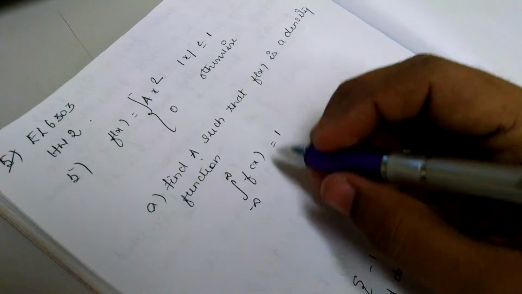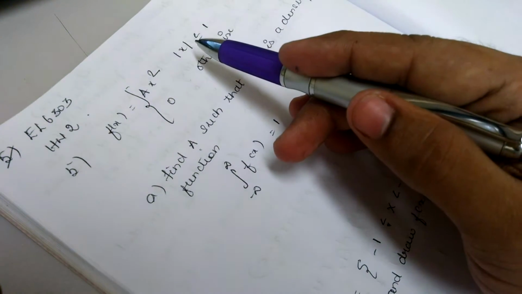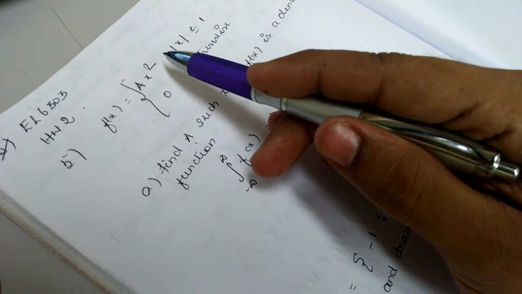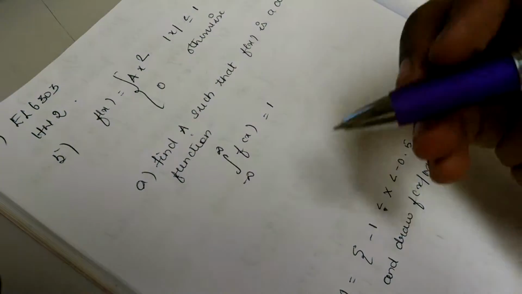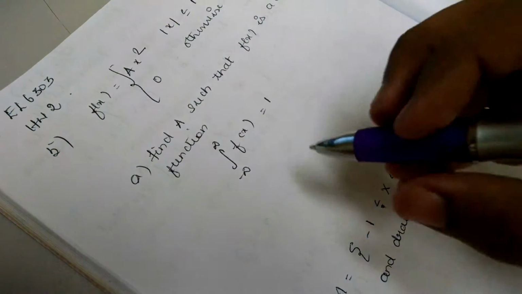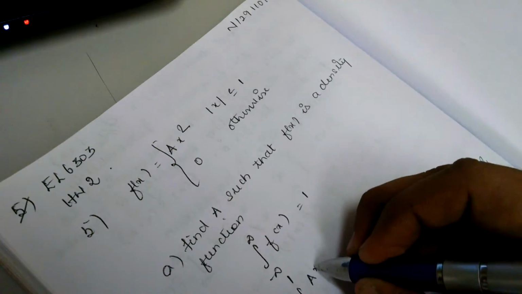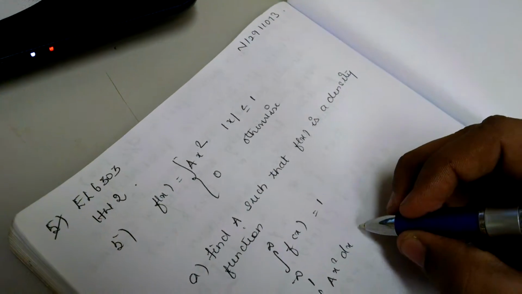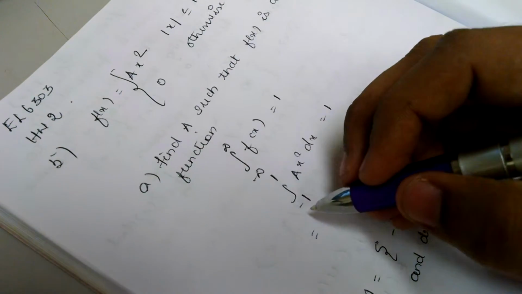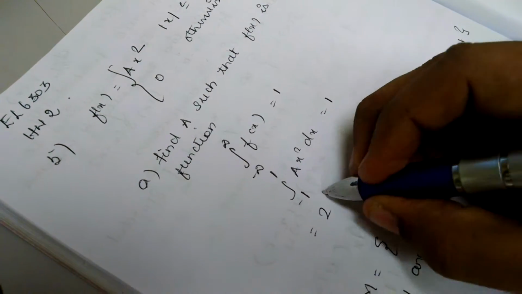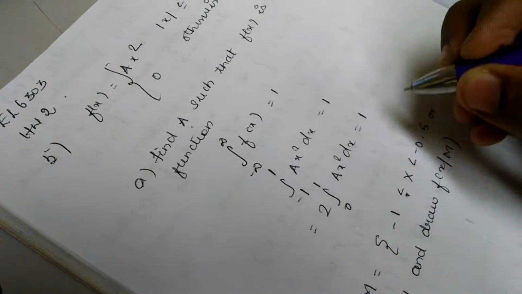When we substitute the value of f of x as ax square, where x is greater than minus 1 and less than 1, it basically means that we can integrate from minus 1 to 1. So the integral from minus 1 to 1 of ax square dx is equal to 1. There is an integration property where if it is from minus 1 to 1, we can write it as 2 times the integral from 0 to 1 of ax square dx equal to 1.